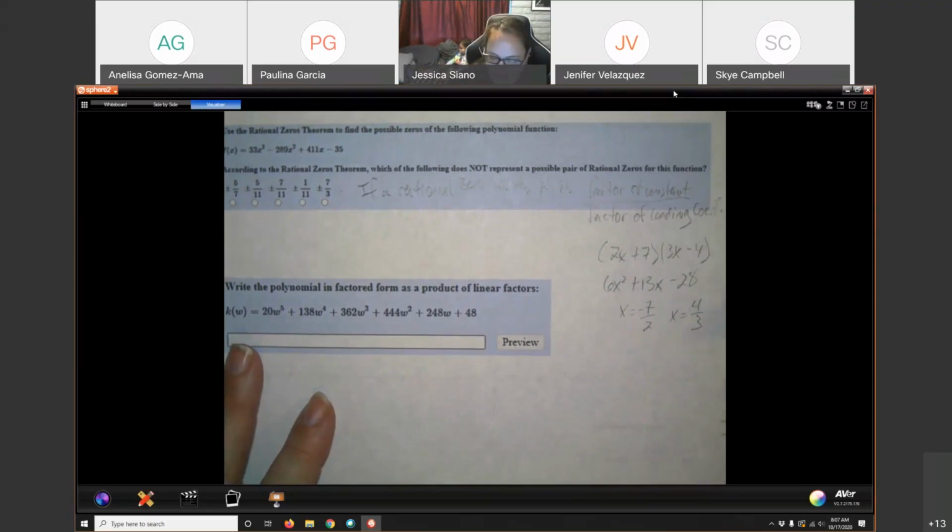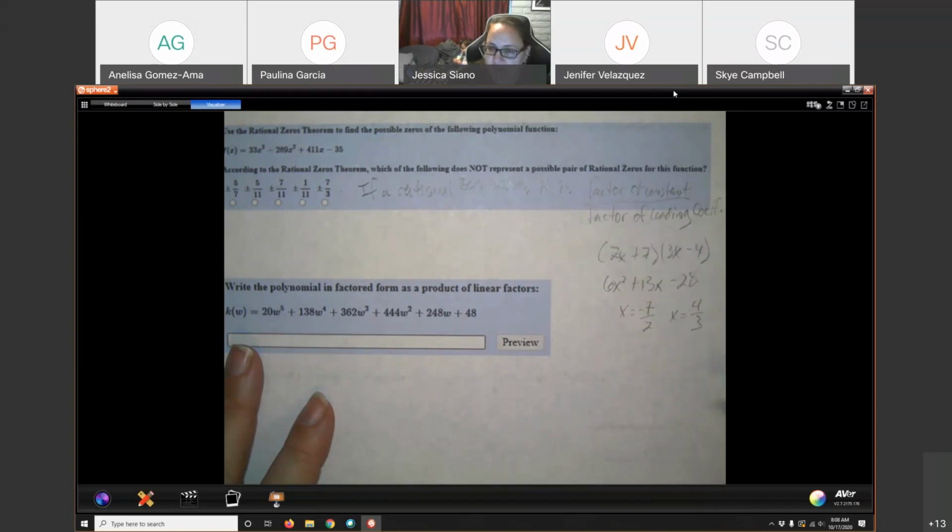Because if you take the numerators of all of your zeros and multiply them together, you're going to get your constant term. And if you take the denominators of all of your zeros, you're going to get your leading coefficient, because this becomes the numerator and this becomes the denominator. This times this is the constant term. This times this is the leading coefficient.